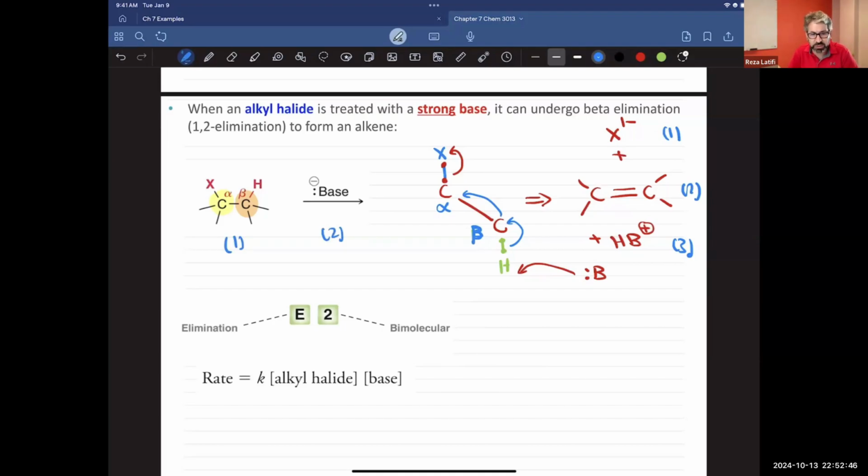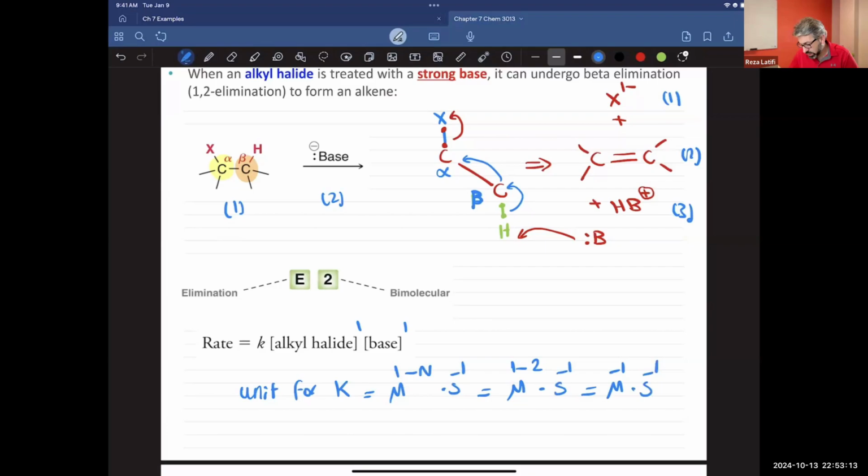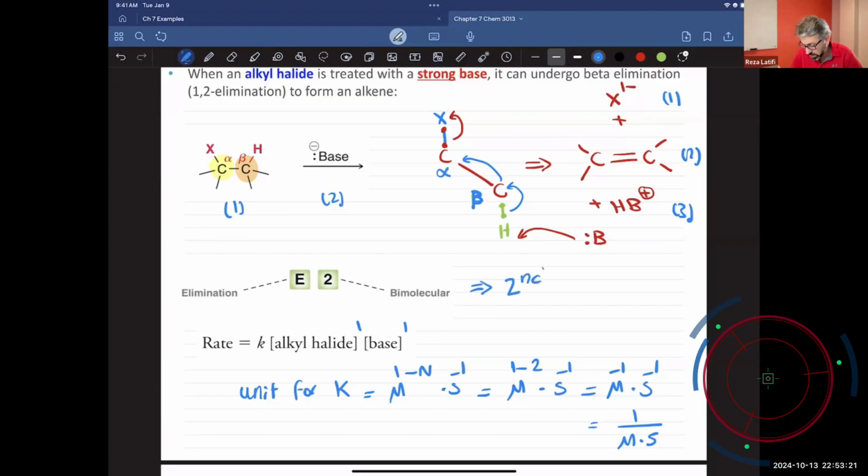So the rate of the reaction is going to be k multiplied by the concentration of the alkyl halide to the first power, multiplied by the concentration of the base to the first power. The unit for k is M^-1 s^-1, which is 1 over molar per second. That means we are dealing with a second order reaction.